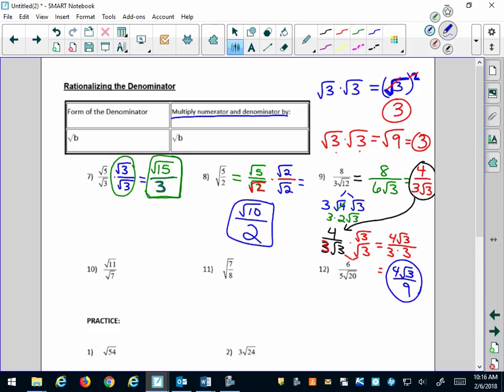Okay, number 10. This one's a little more straightforward. What do we multiply the top and bottom by? Hopefully you said square root of 7. On the bottom we get just plain old 7. On the top we get the square root of 77. That's your final answer.